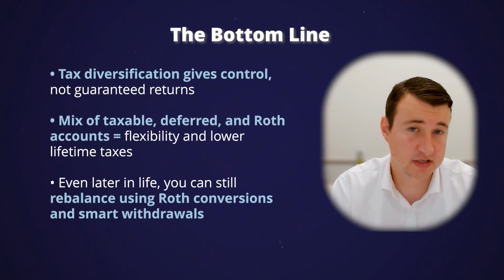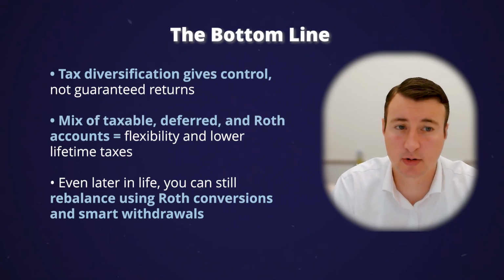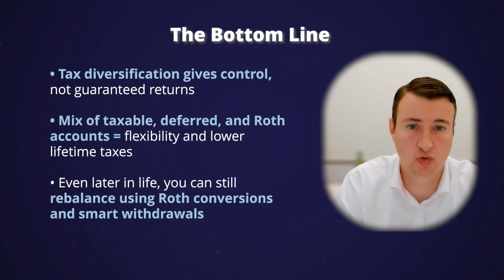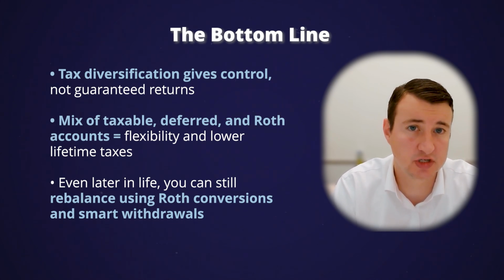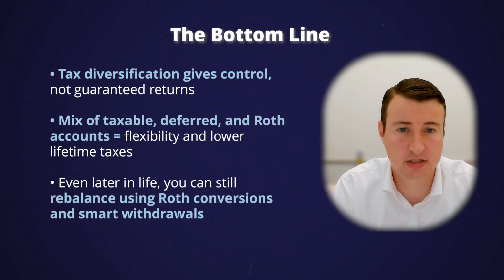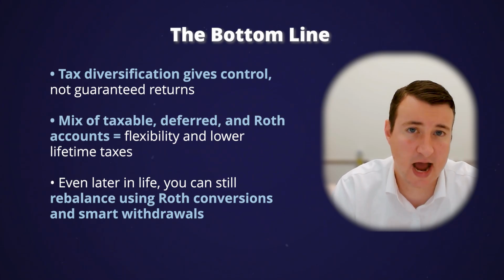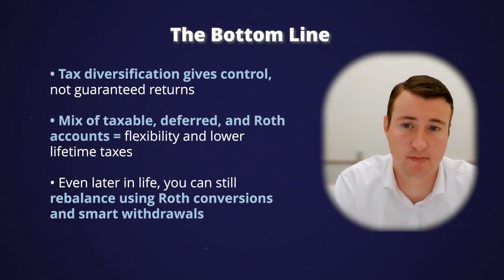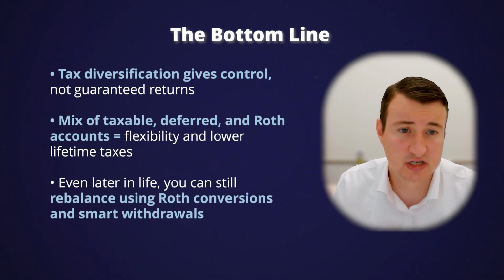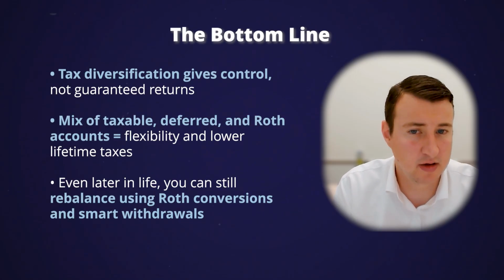So the bottom line here is that tax diversification doesn't guarantee higher returns, but it does guarantee you more control. By spreading savings across taxable, tax-deferred, and tax-free accounts, you give yourself options to manage brackets, reduce lifetime taxes, avoid surprise Medicare premiums, and adapt to future tax law changes. The earlier you start, the easier it is to build across different buckets. But even in your 50s and 60s, you can still utilize Roth conversions, smart withdrawals, and taxable savings to improve your mix.